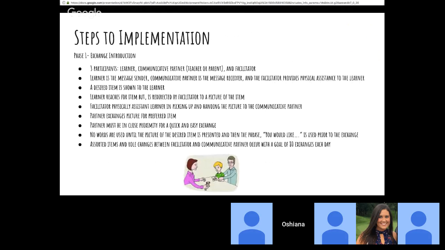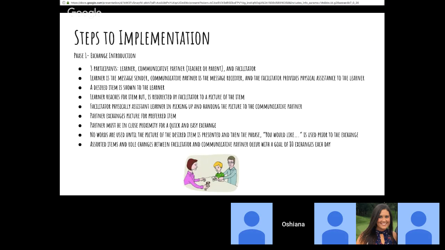The steps to implementation for PECs. Phase 1 is exchange introduction. There are 3 participants: the learner, the communicative partner, which is a teacher or parent, and a facilitator. The learner is the message sender, the communicative partner is the message receiver, and the facilitator provides physical assistance to the learner. A desired item is shown to the learner, who reaches for the item but is redirected by the facilitator to a picture of the item. The facilitator physically assists the learner in picking up and handing the picture to the communicative partner. The partner then exchanges the picture for the preferred item.